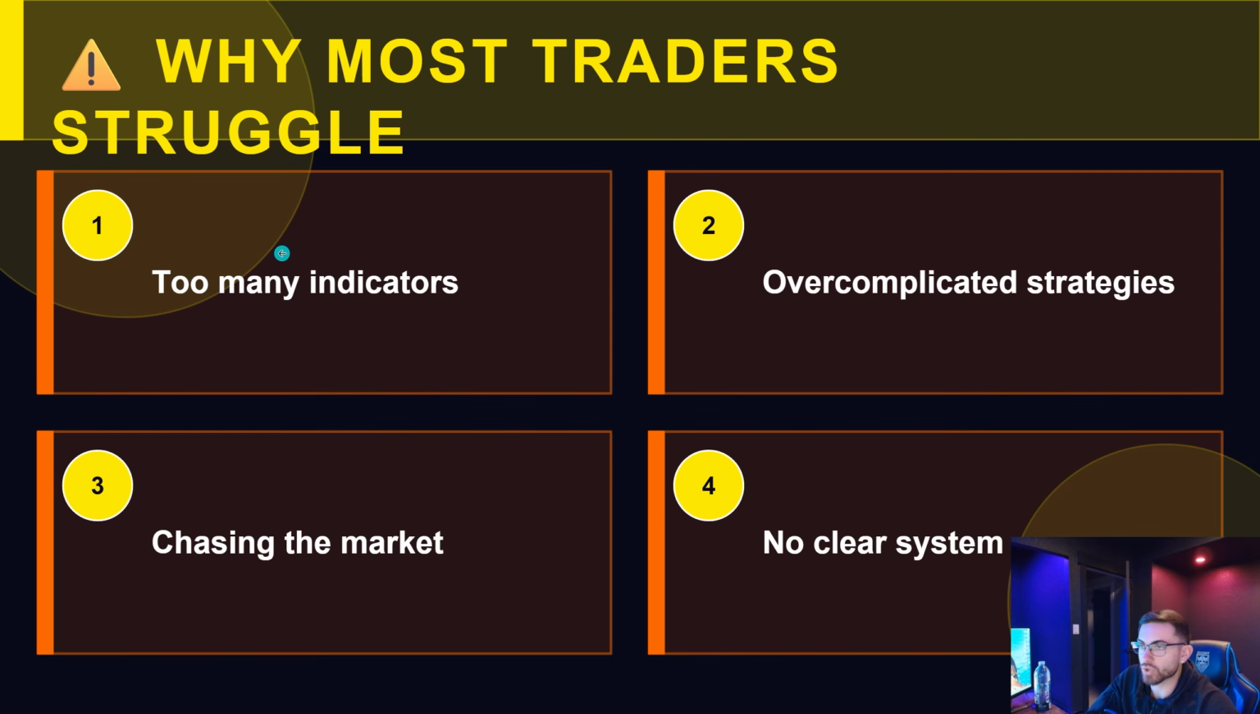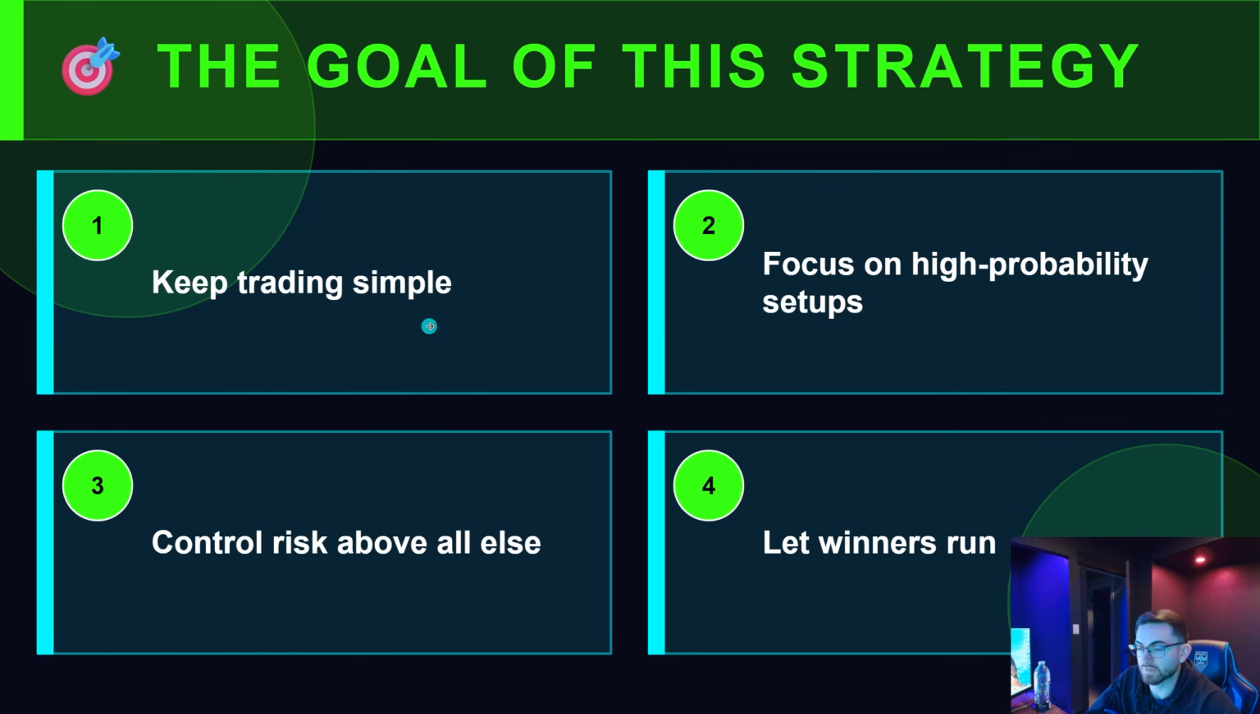Now, before hopping into the strategy, this is why most traders struggle or fail. One, you're trading with too many indicators. You're looking for the holy grail system, the holy grail indicator that you think is magically going to make you profitable. Well, guess what? No indicator is going to do that. Two, you overcomplicate strategies. All you need to do is find a system that's simple and repeatable. Three, chasing the market. You need to enter at the right time in the market. If the market makes a move without you, you're too late, move on. And four, you have no clear system. You're simply just hopping into the market every day and you're gambling, and that's the last thing that you want to do. Now, the goal of this strategy is to keep trading simple, to focus on high probability setups, to control risk above all else, and to let your winners run.